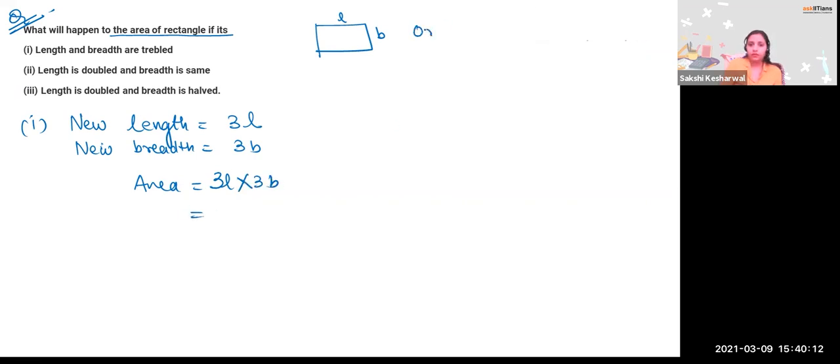First write like this, original area. So the original area is equal to how much, beta? L into B, which is equal to LB. So can I write 3 into 3 is 9, into LB. So what happened in the first part? The area gets 9 times. This is equal to 9 times the new area.